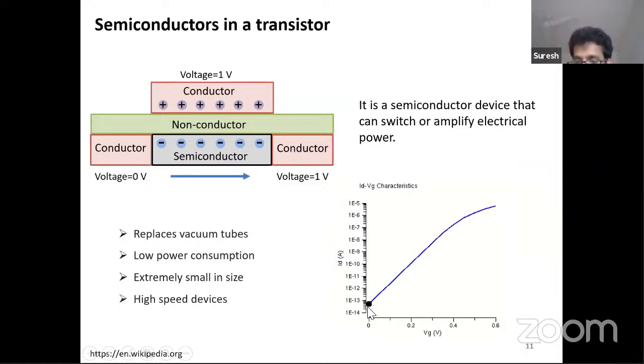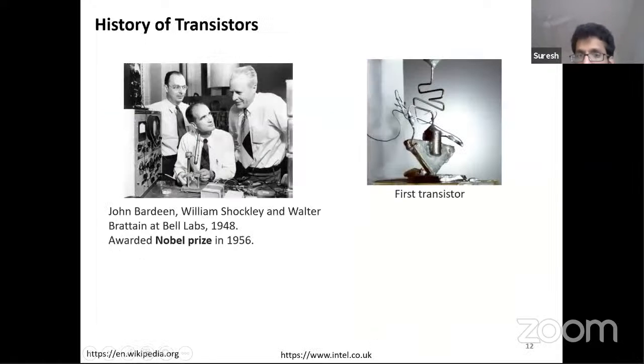So such a transistor can be used in electronic devices. This transistor was actually invented by three scientists at Bell Laboratories in the USA: John Bardeen, William Shockley, and Walter Brattain, at Bell Labs in 1940s. They invented the transistor. The first transistor was very bulky, but that was the first invention.